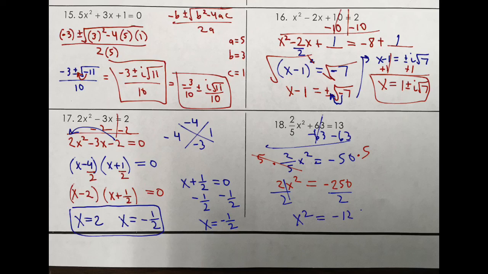I want to take the square root. Remember, this has to come out as an i. So let's move up here. x is equal to i square root of 125. Does the square root of 125 simplify? It does. So x is equal to 5i radical 5. All set.